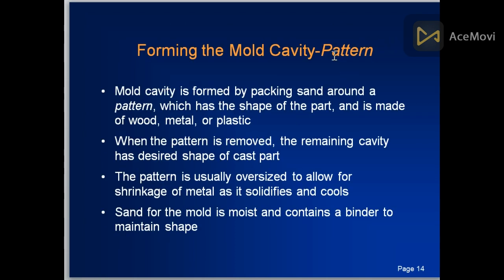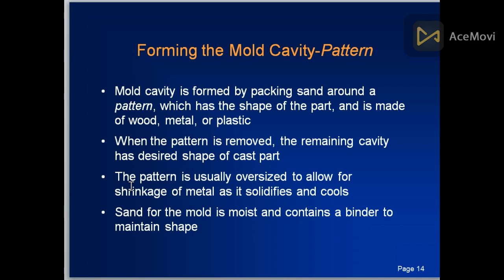Forming the mold cavity. How do you make the cavity in the mold? First of all, the mold cavity is formed by packing sand around the pattern, which has the shape of the part. You put the pattern in the mold and put the sand on it. Press it, and then remove the cope. Remove the pattern and again place the core. Then the cavity is created. When the pattern is removed, the remaining cavity has the desired shape of the cast part.